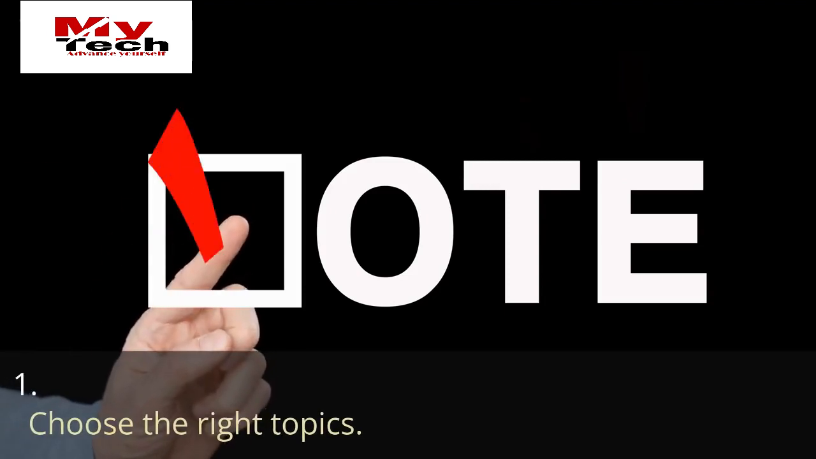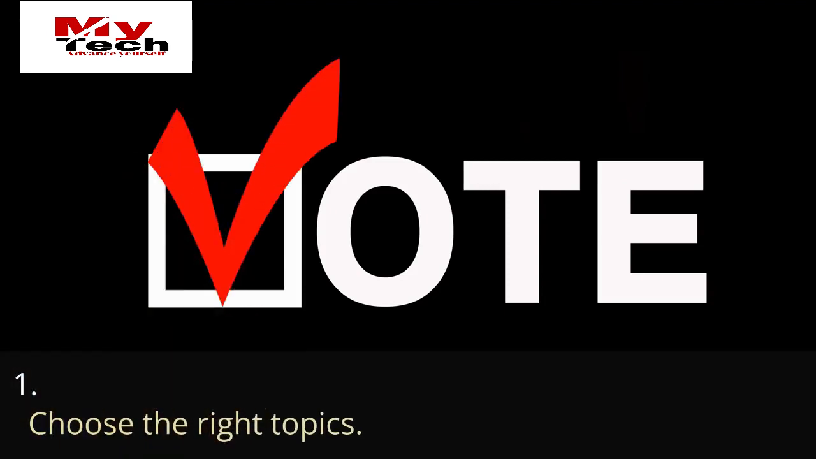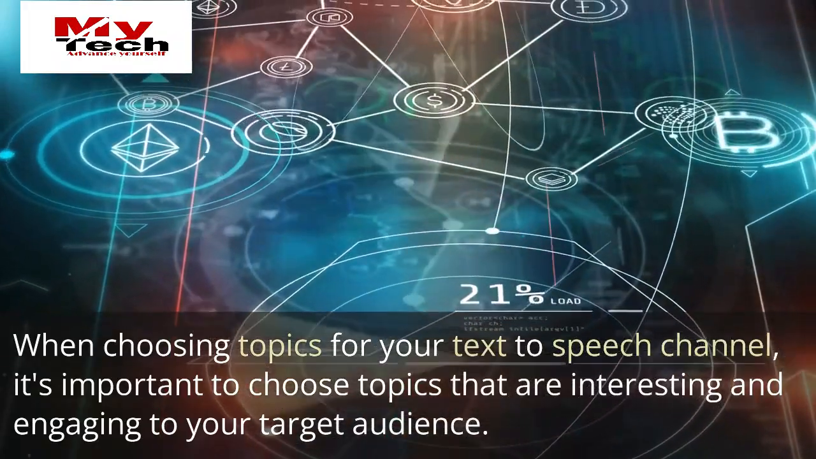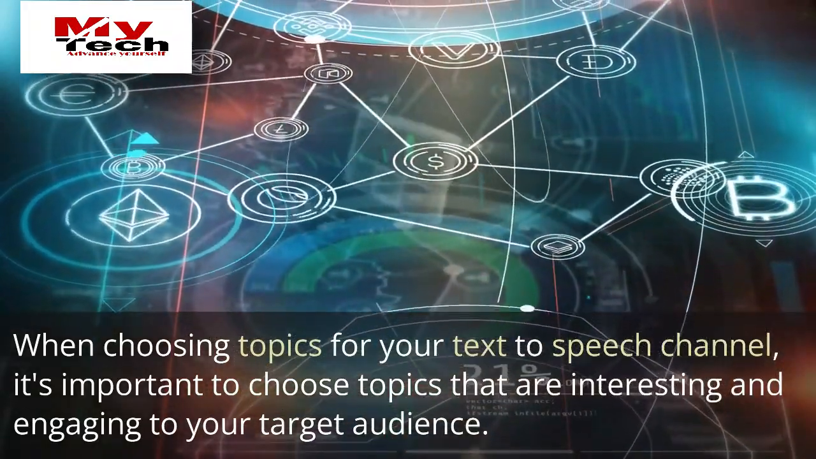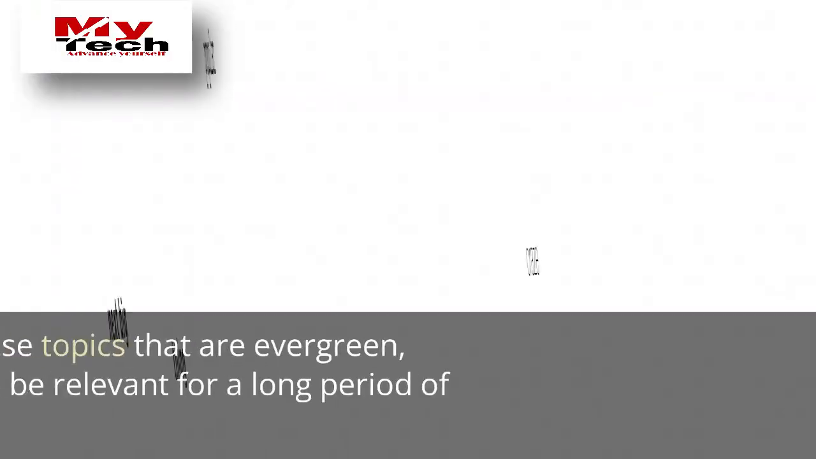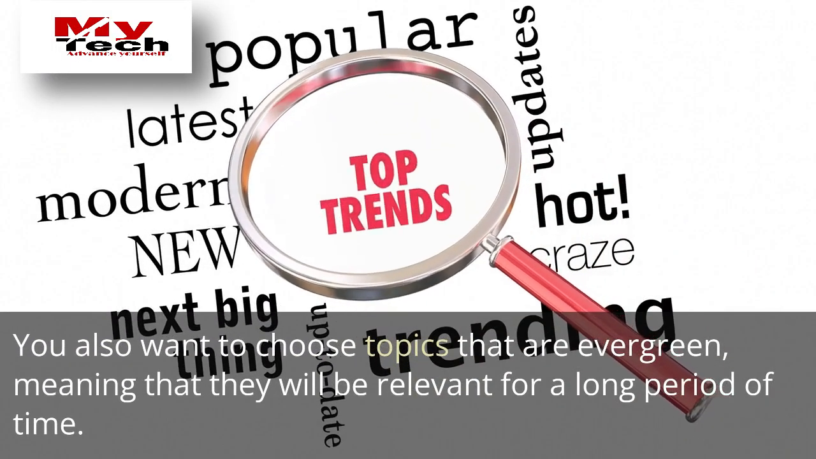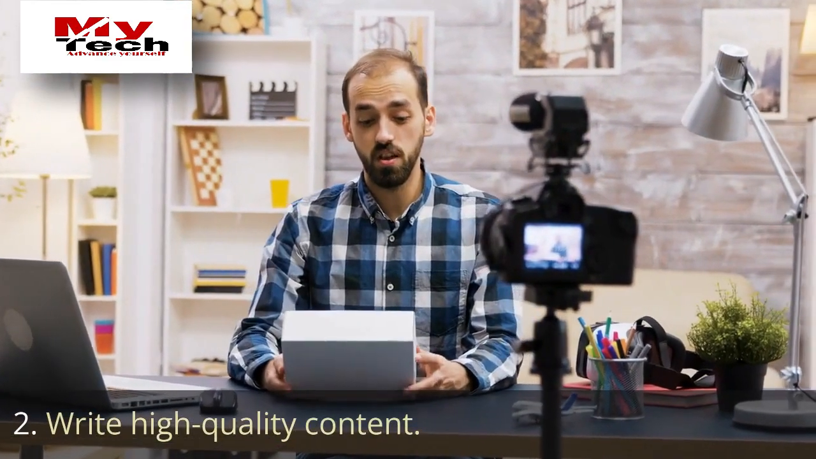1. Choose the right topics. When choosing topics for your text-to-speech channel, it's important to choose topics that are interesting and engaging to your target audience. You also want to choose topics that are evergreen, meaning that they will be relevant for a long period of time.